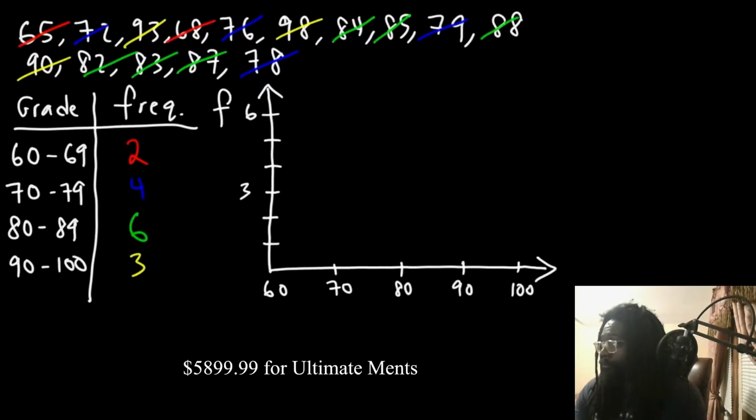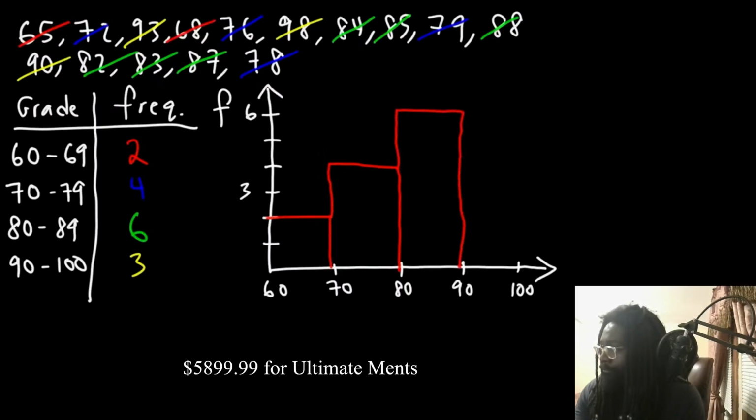So let's plot the first one. Between 60 and 69, which is close to 70, the frequency is 2. So it's going to look like that. And then between 70 and 79, 4 students got a grade in that region. I'm going to use the same color. And between 80 and 89, 6 students fall in that category. And between 90 and 100, only 3 students received an A.